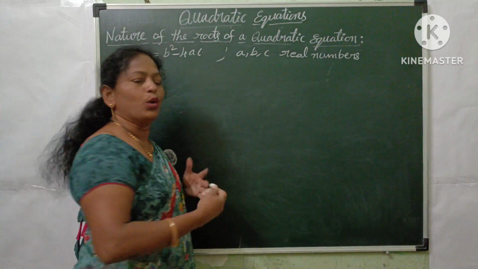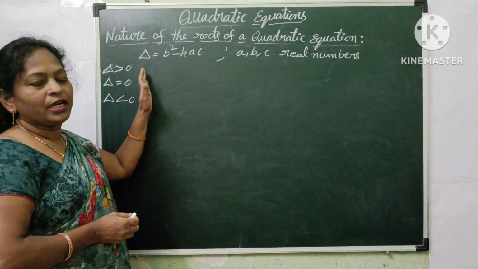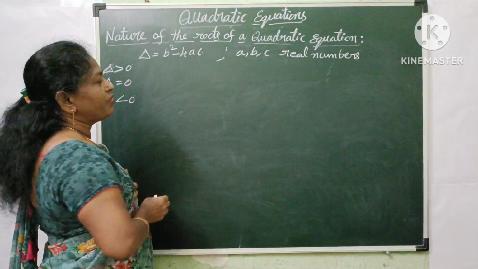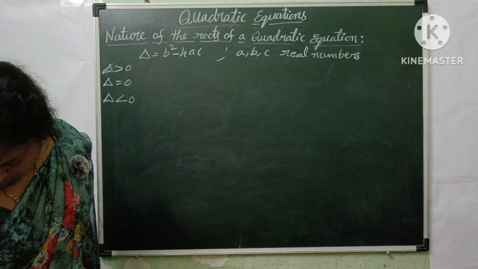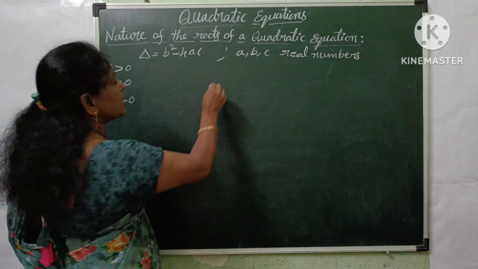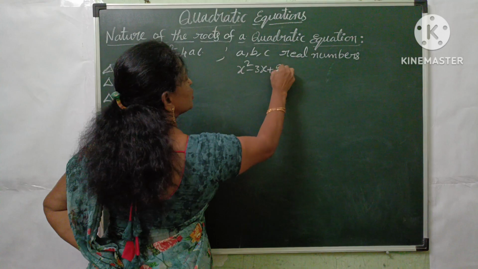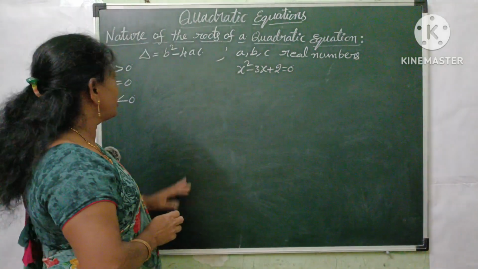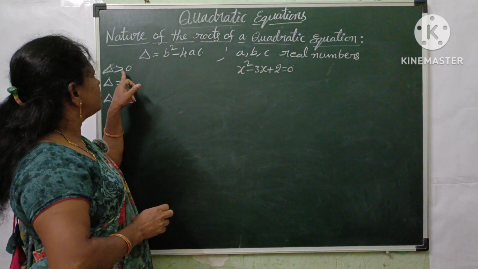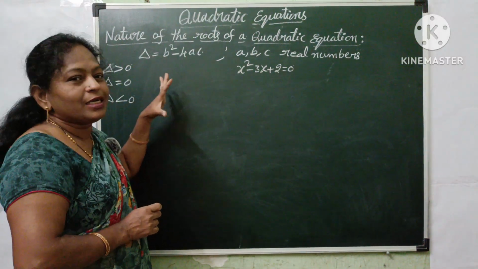Then the roots are... First one, what is that? Delta greater than 0. For example, we see one example: x square minus 3x plus 2 equal to 0. This is the quadratic equation. When the delta is greater than 0, then the roots are real and distinct.